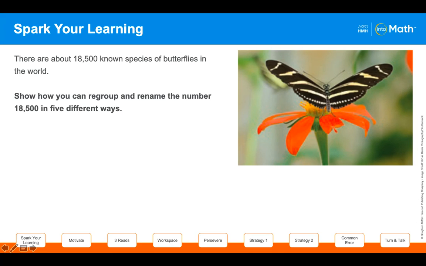I'm going to read it through one more time, and this time I want you thinking about what it is that I need to do to solve this problem. There are about 18,500 known species of butterflies in the world. Show how you can regroup and rename the number 18,500 in 5 different ways. So to solve our problem today, we need to represent this number here, 18,500, in 5 different ways.